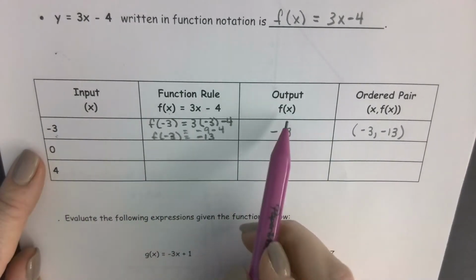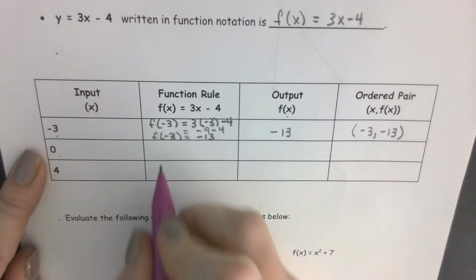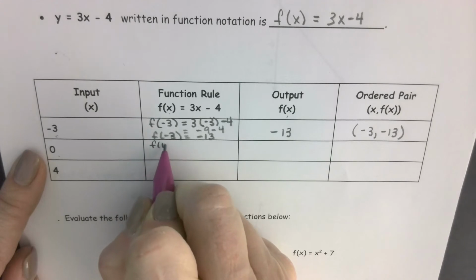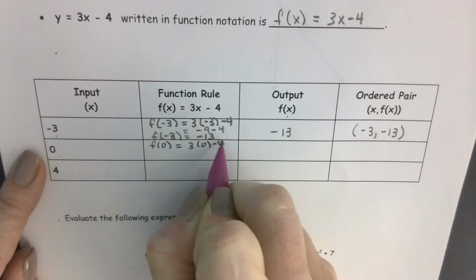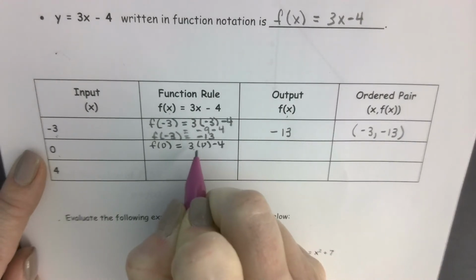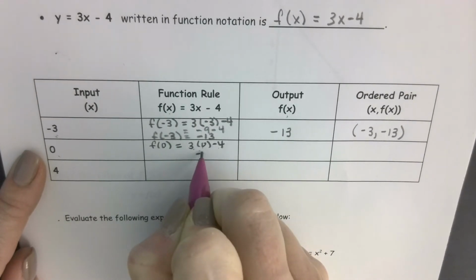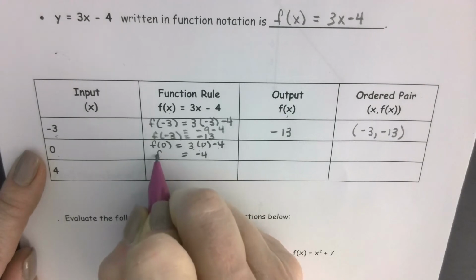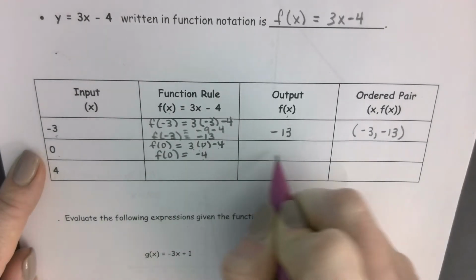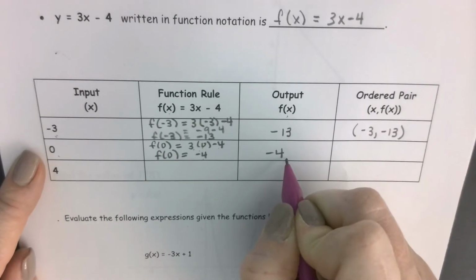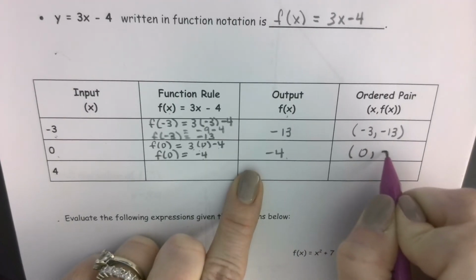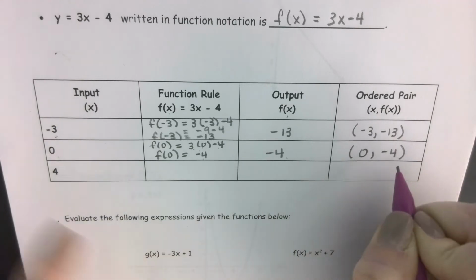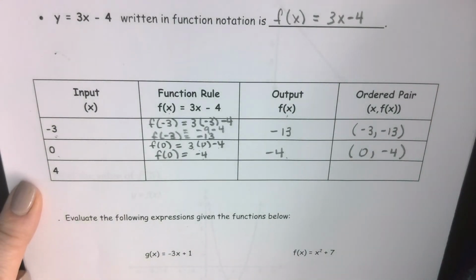What is our f of x when x is equal to 0? So f of 0 equals 3 times 0 minus 4. 3 times 0 is 0. 0 minus 4 is negative 4. So f of 0 is negative 4. f of x is negative 4. Our ordered pair is 0, comma, negative 4. Go ahead and give the last one a try.